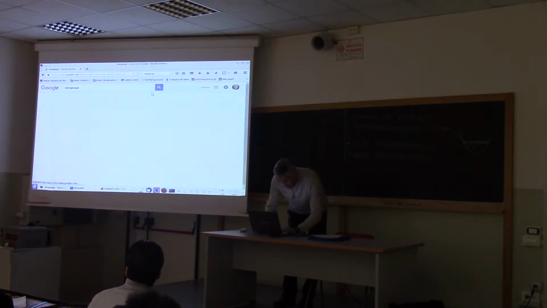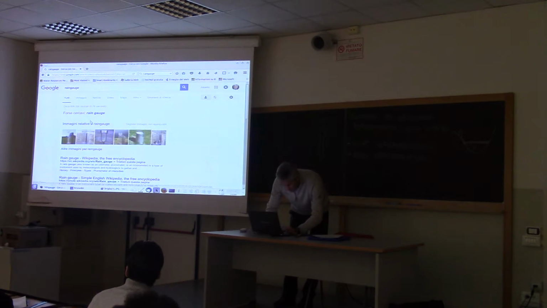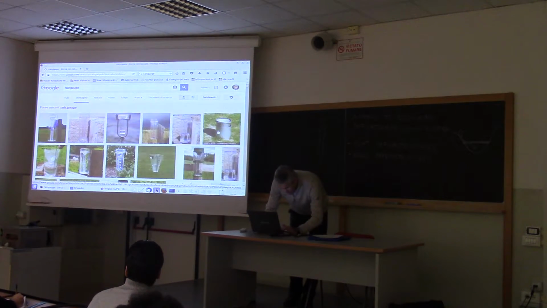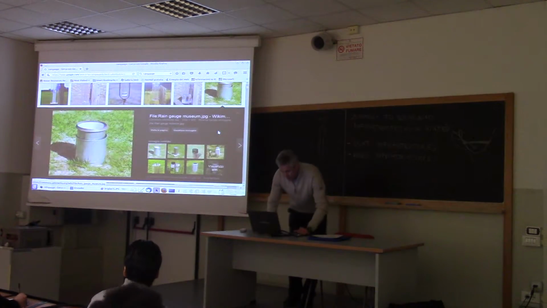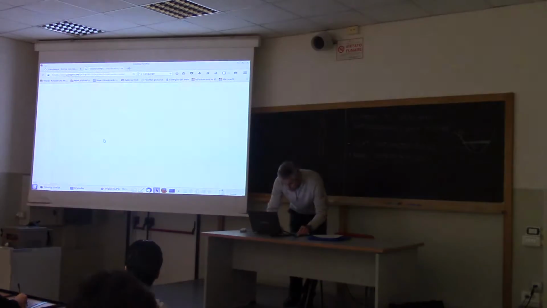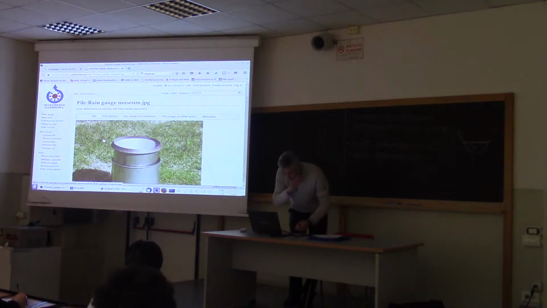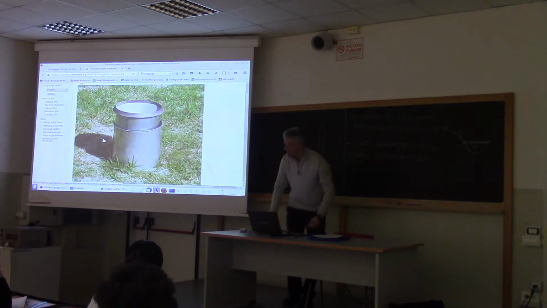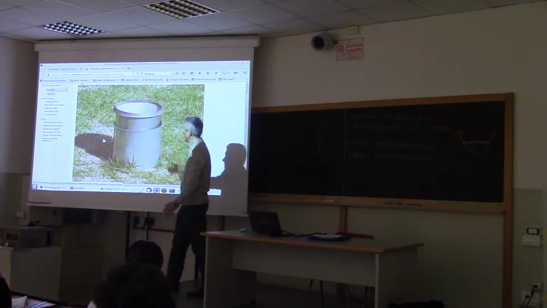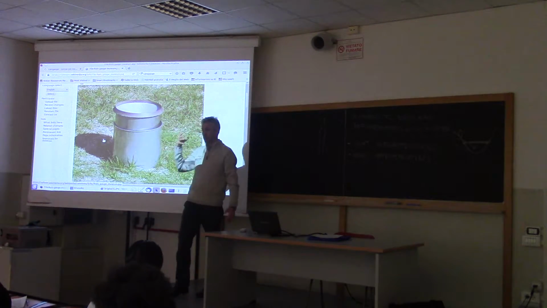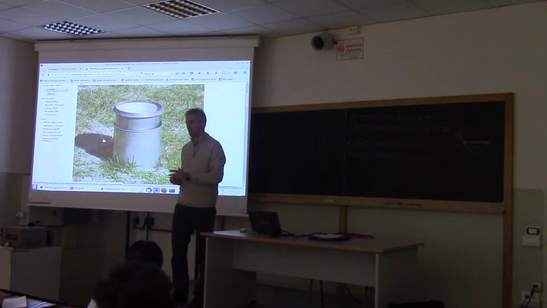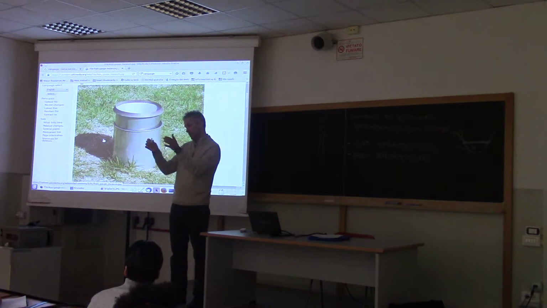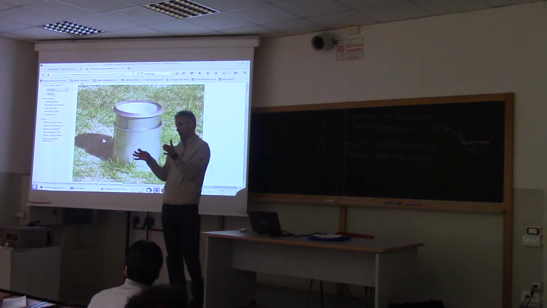I am Googling rain gauge, and here you can see some images, and let's take this one. This is a rain gauge, and it's from Wikimedia Commons. This is a rain gauge, and it's an instrument that measures the amount of rainfall that rains in an assigned time step.